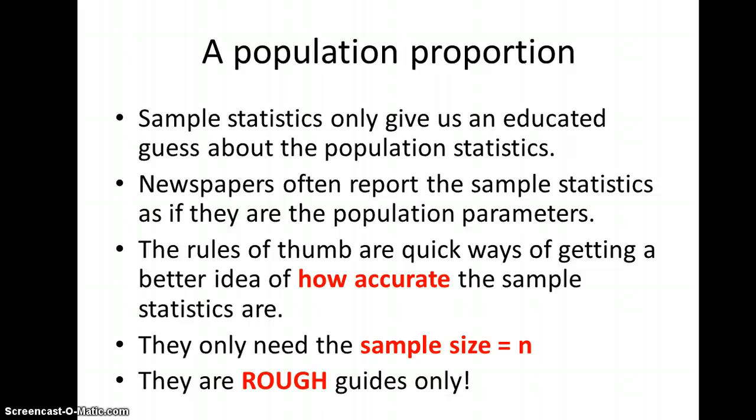And it says, okay, 1,000 people is enough to get a 3% margin of error. They're very rough. We worked out proportions that are less than 30% or greater than 70%. They're not so accurate anymore.